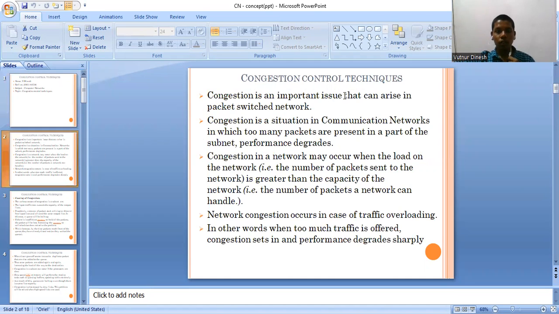Congestion control is an important issue that can arise in packet switched networks. Congestion is a situation in communication networks in which too many packets are present in a part of the subnet and performance degrades. Congestion in a network may occur when the load on the network, that is, the number of packets sent to the network, is greater than the capacity of the network, that is, the number of packets a network can handle. Network congestion occurs in case of traffic overloading. In other words, when too much traffic is offered, congestion sets in and performance degrades sharply.